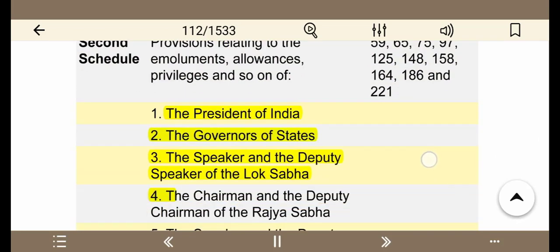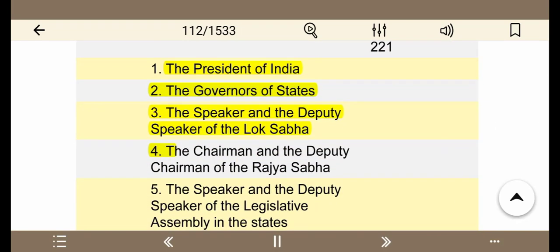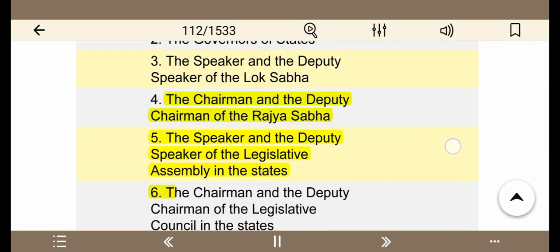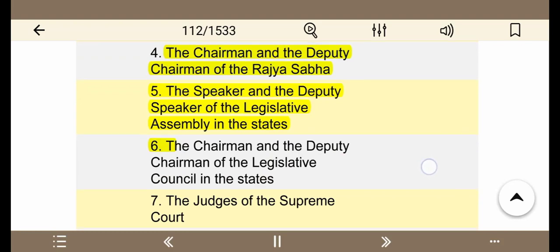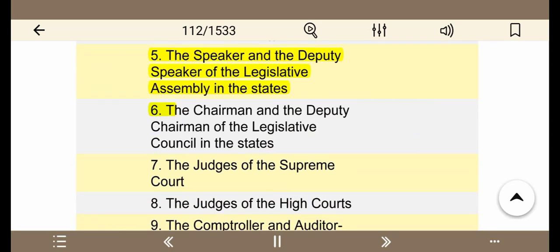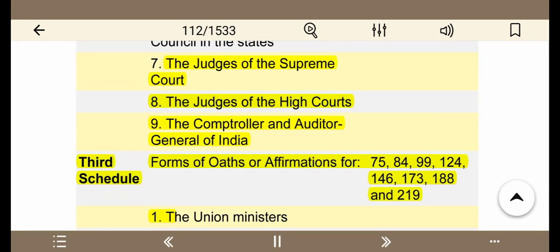1. The President of India. 2. The Governors of States. 3. The Speaker and the Deputy Speaker of the Lok Sabha. 4. The Chairman and the Deputy Chairman of the Rajya Sabha. 5. The Speaker and the Deputy Speaker of the Legislative Assembly in the states. 6. The Chairman and the Deputy Chairman of the Legislative Council in the states. 7. The Judges of the Supreme Court. 8. The Judges of the High Courts. 9. The Controller and Auditor General of India.